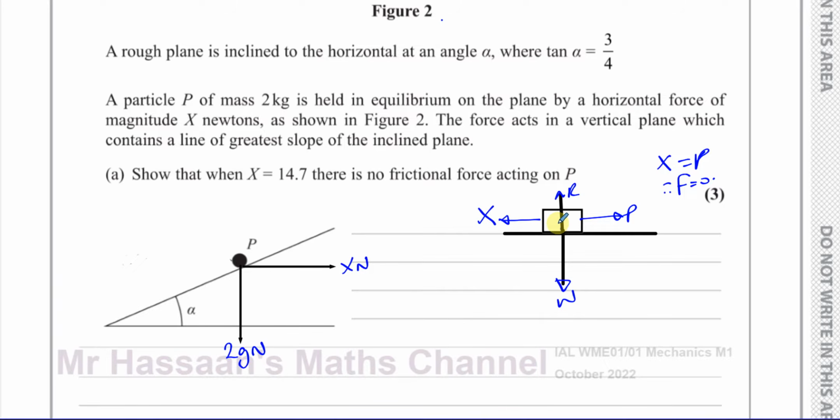It's not trying to move. But if P was greater than x, then the friction will act in the direction to try to match what that force is, which is moving. It tries to stop the motion. So we have a similar type of situation here.